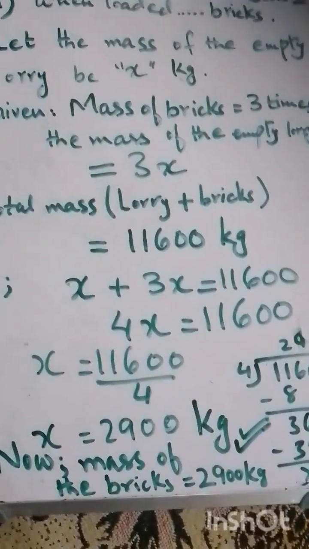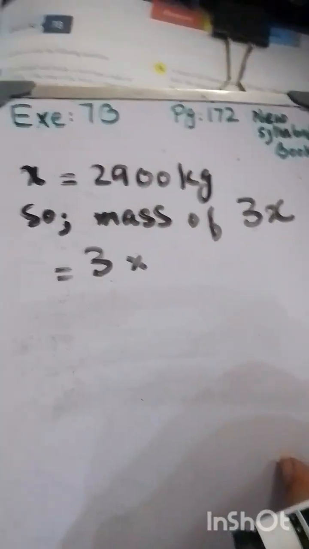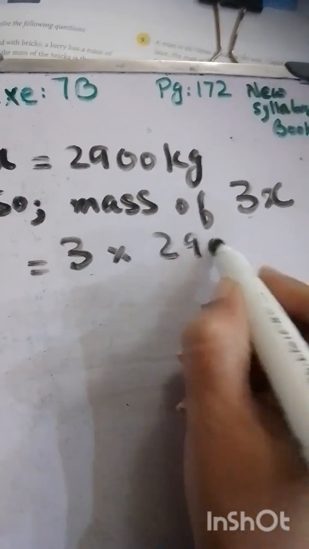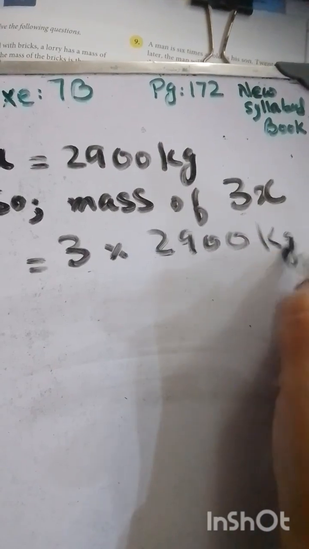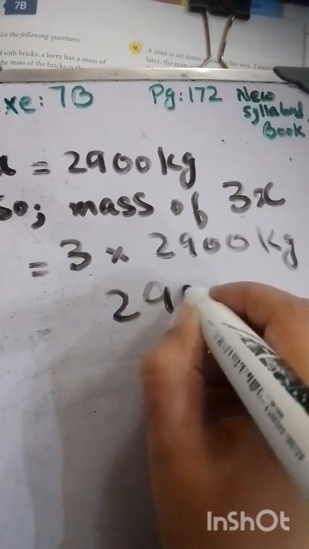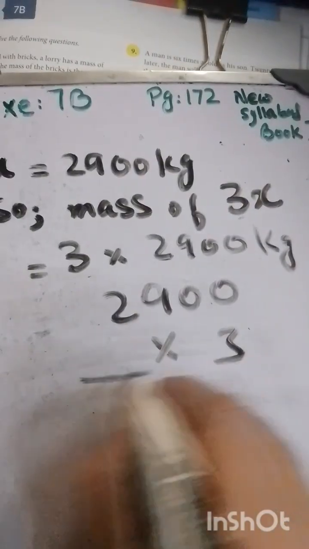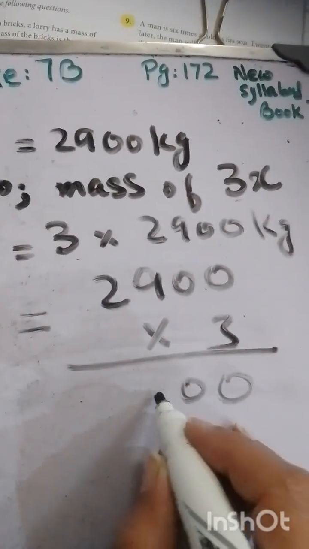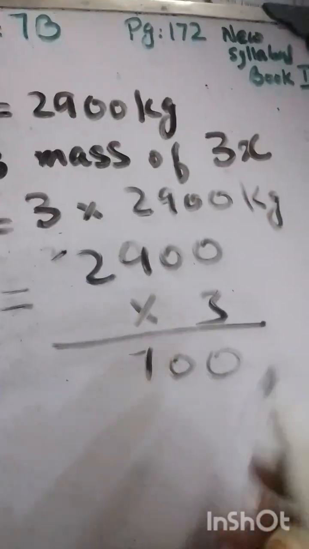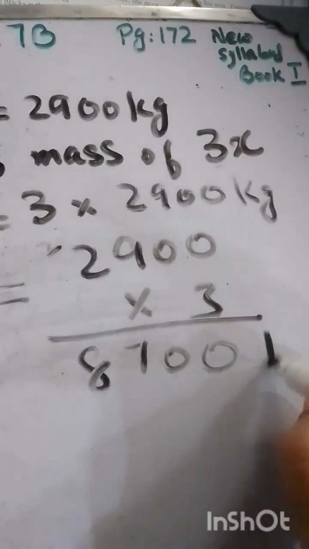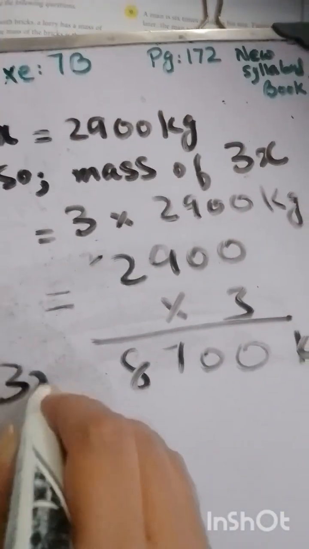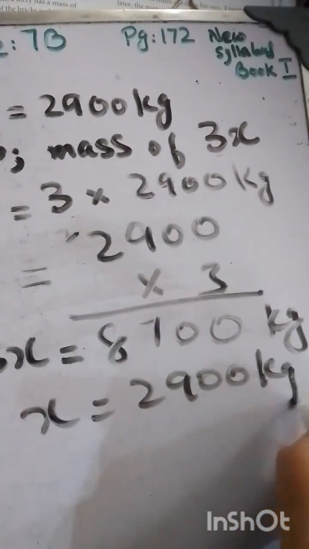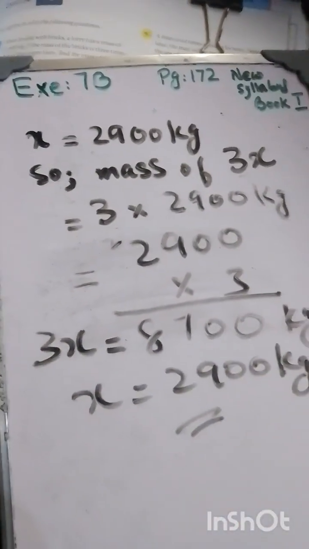So don't forget kg to be written. Now we have to find 3 times the mass. So we are simply going to write 3 multiplied by 2,900 kg. So simply multiply it and get the answer. 8,700 kg. So these are the two answers. We have obtained the mass of bricks as well. That's easy, I hope. Now let's move to the next question.